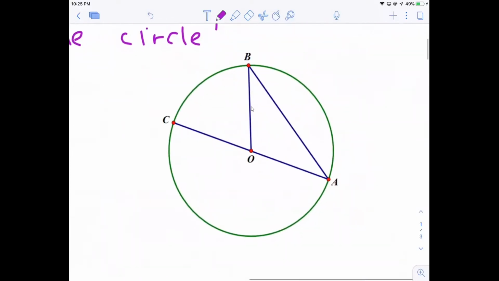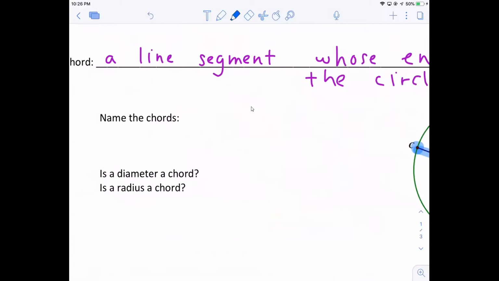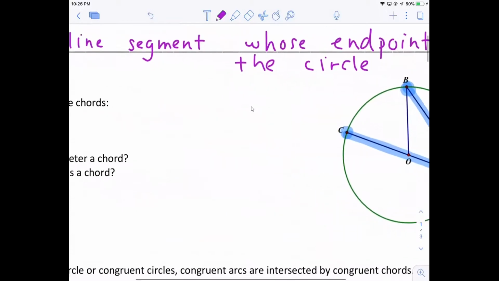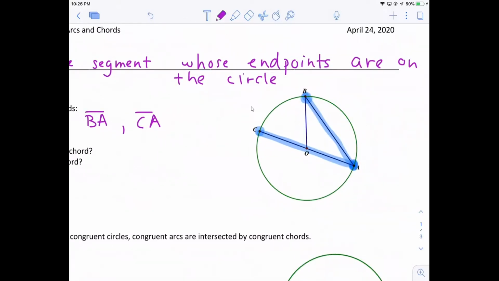So in this diagram here, let's name the chords. So BA is a chord. Its two endpoints, B and A, are on the circle. And it looks like CA would also have to be a chord for the same reason. Its endpoints C and A are on the circle. So we got BA and CA. Chords are line segments, so the notation is just the same as for any other line segment, just a little dash above.